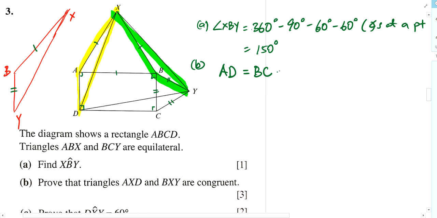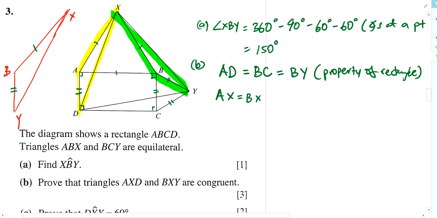BC equals to BY. Okay, this one is called property of rectangle, right? But then we are talking about triangle. Rectangle. Okay, so now we say that, hey, there should be two dashes over here. I have proven one pair of sides are the same. What else? AX equals to BX. Okay, what do we say for this? Property of equilateral triangle. Okay, what else?